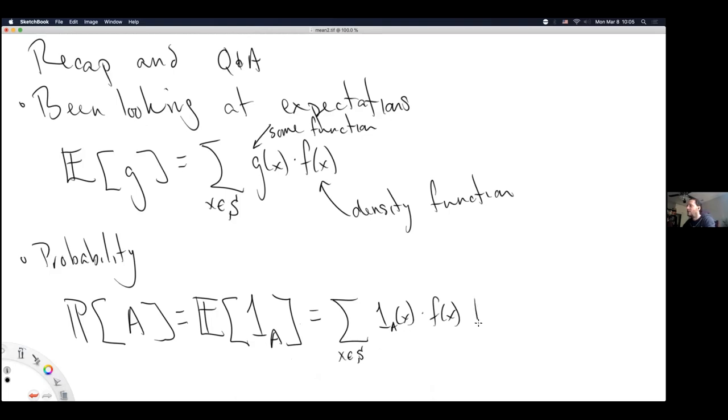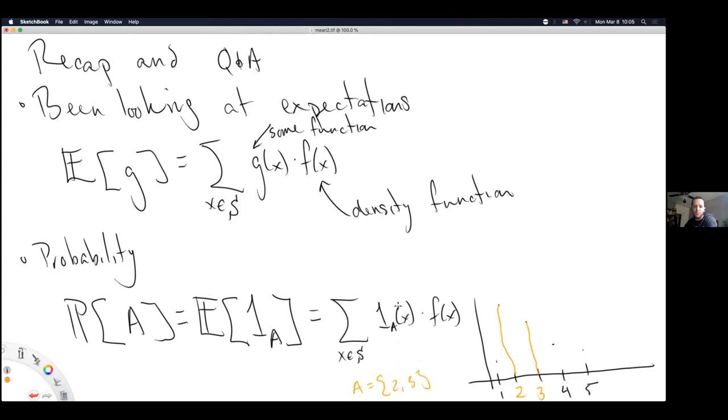And so this essentially gives us, if we had some discrete density function that looked like this, defined over the points 1, 2, 3, 4, and 5, and if A consisted of the points 2 and 3, then essentially all this would be doing is calculating the area under the density function.